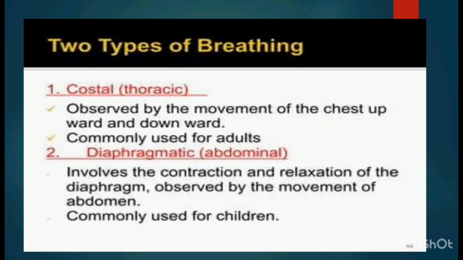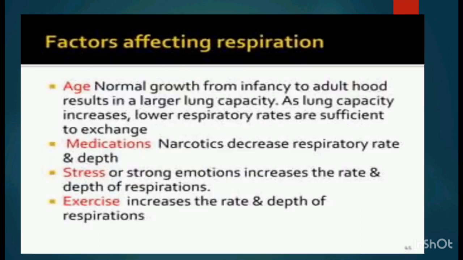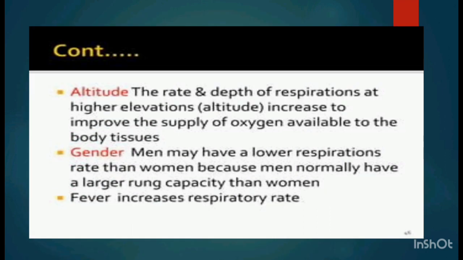Costal breathing is through the thoracic area, observed by the movement of the chest up and down, and commonly used by adults. Diaphragmatic breathing, also called abdominal breathing, involves the contraction and relaxation of the diaphragm, observed by the movement of the abdomen, and is commonly used in children. Factors which can affect respiration: age, medication, stress, and exercise. In continuation, altitude and gender can also affect the respiratory rate.